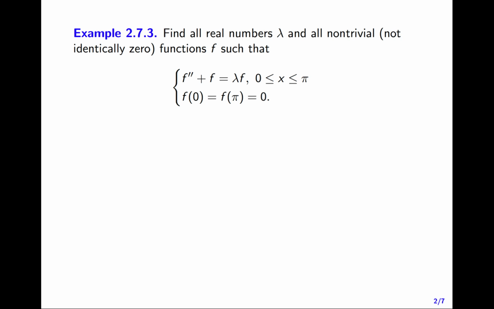Let's do something concrete. Example 2.7.3 asks us to find all real numbers lambda and all non-trivial functions f, such that f double prime plus f equals lambda f on the interval 0 to pi, and f of 0 equals f of pi equals 0. By non-trivial, I mean not identically zero functions, that is, functions that take a value other than 0 for at least one point.